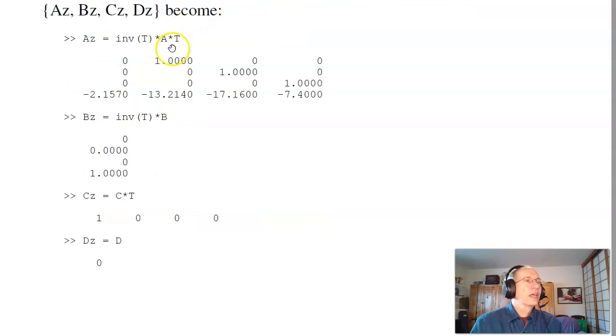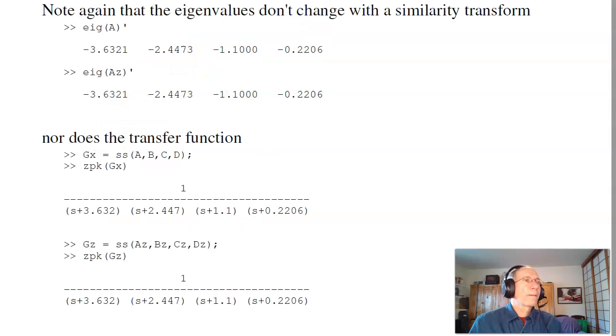Now find A, B, C in the z state variable. So AZ is just the T inverse AT. BZ is inverse of T times B. CZ is C times T. So here's another way to represent the system. And note again, the eigenvalues don't change. Note again, the transfer function doesn't change. The transfer function in my original system, transfer function in my transform system.